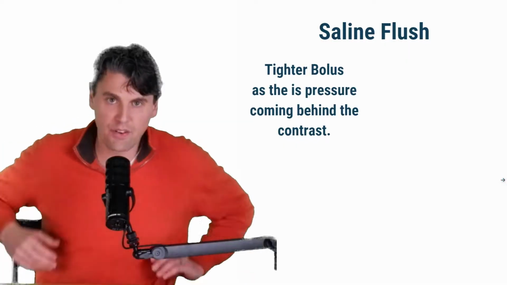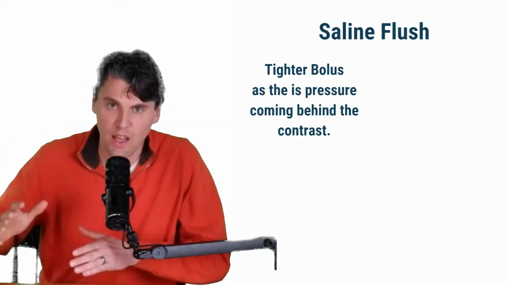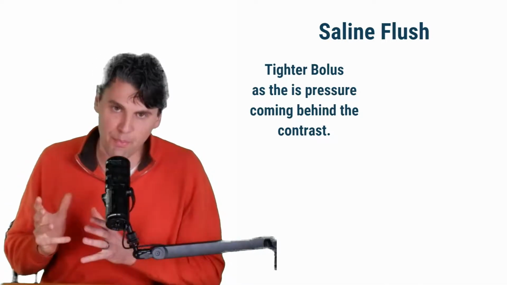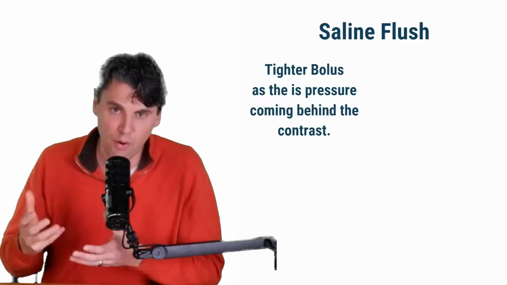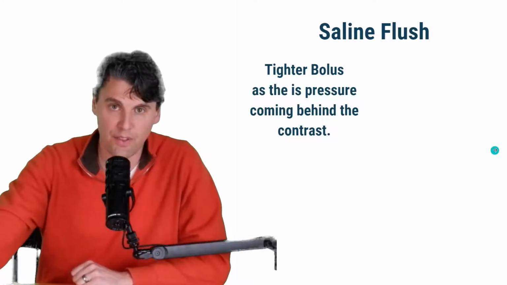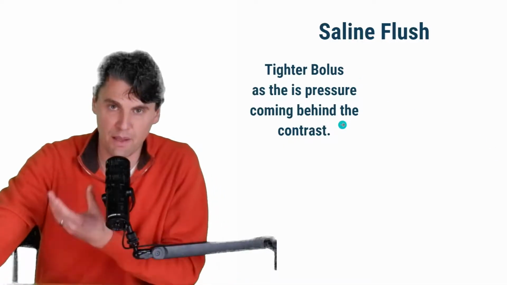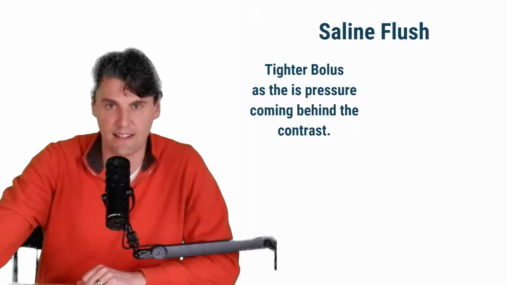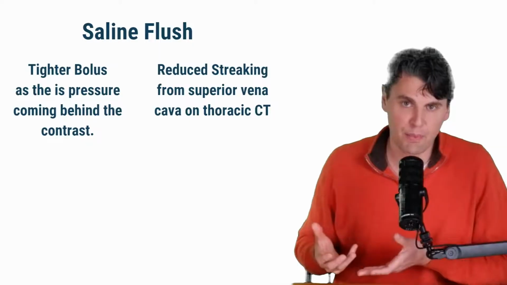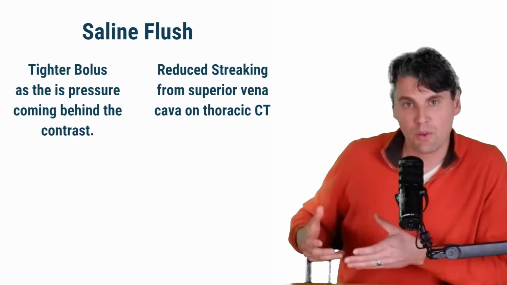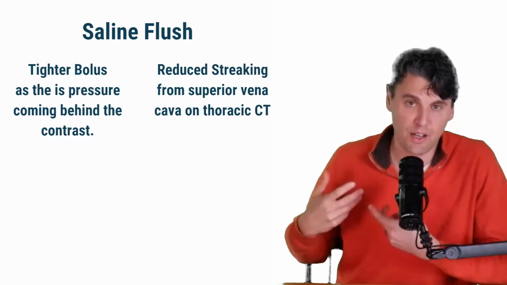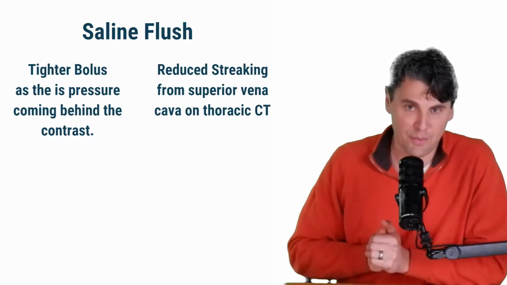Then following our contrast, we actually want to push some saline through. And the reasons we want to do this is, number one, to keep a relatively tighter bolus, so that we're pushing forward pressure behind that contrast so that bolus is relatively tighter for the actual contrast itself, so that we can make good use of all the contrast that we've injected. This can also help reduce the streaking that we showed earlier in the superior vena cava, because you can actually have mixing there to actually reduce the contrast levels at the superior vena cava.